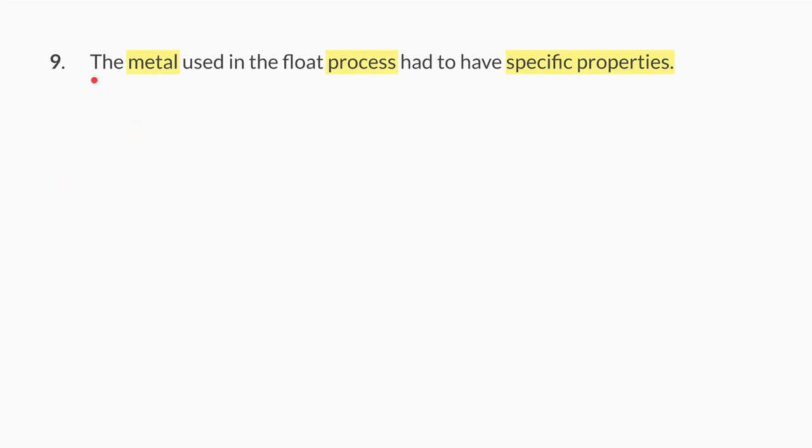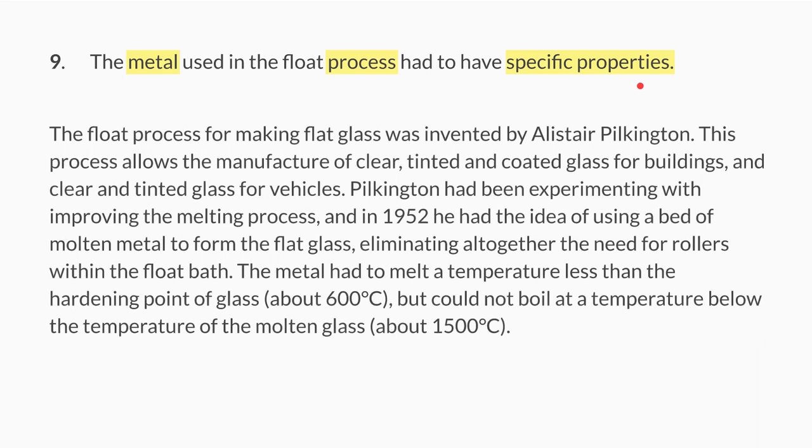So let's read this question. The metal used in the float process had to have specific properties. So here's our paragraph, and first we're going to scan for keywords and synonym language. So here we go. Right away I see the word process. So this paragraph is going to start talking about the float process. Let's keep moving on. And over here, we see the word process again. Down here, we see the word metal. Metal is another word that we are searching for. And here it appears again. Another metal.